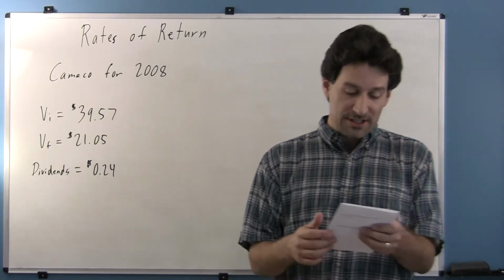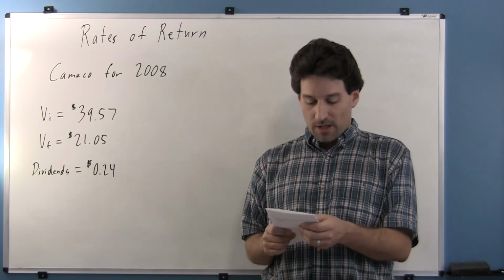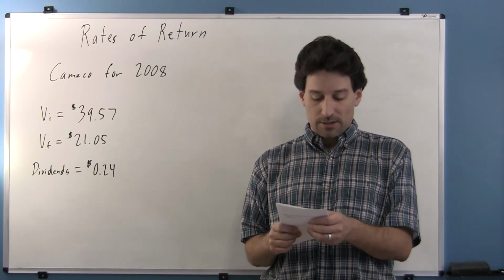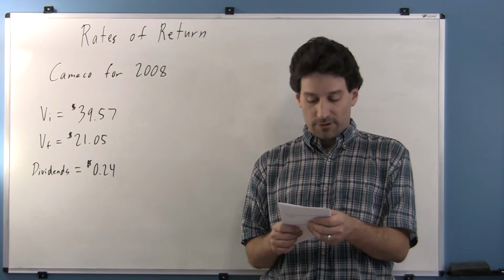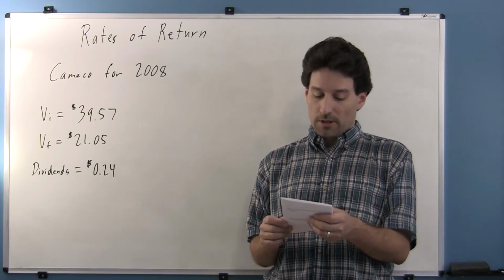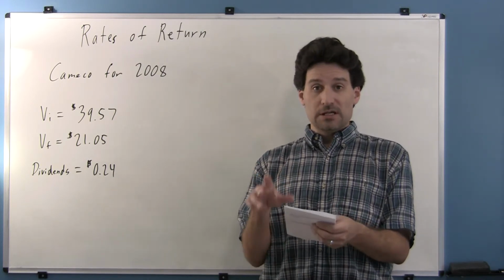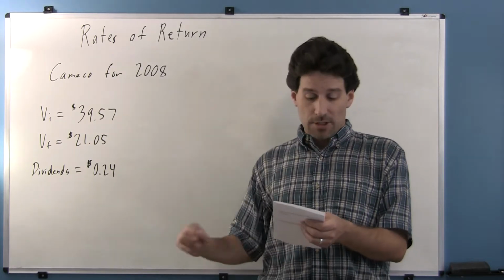Okay, our first example, calculating rates of return. This question is asking us to calculate the income yield, capital gain yield, and the overall rate of return in 2008 for Cameco. You can see all the numbers in the description. I've already started to list them here.